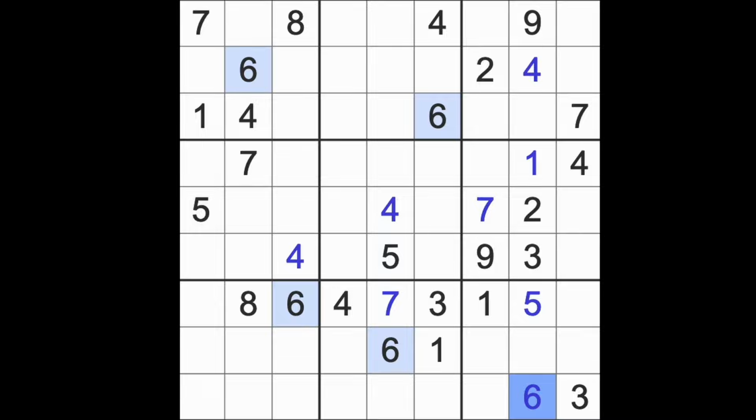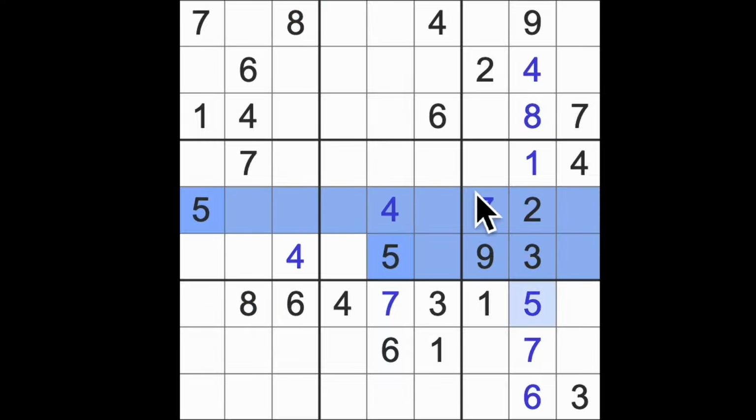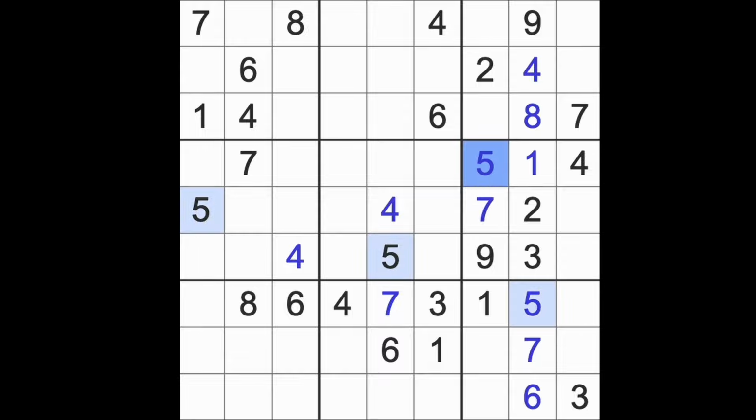What are we left with? Eight, nine, is it? No, can't be. Seven, eight. Seven blocking there. There's the seven. There's the eight. Five across here and there give me five in that square.